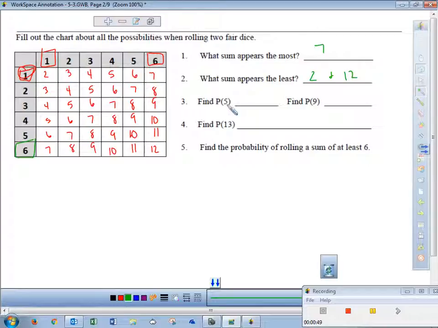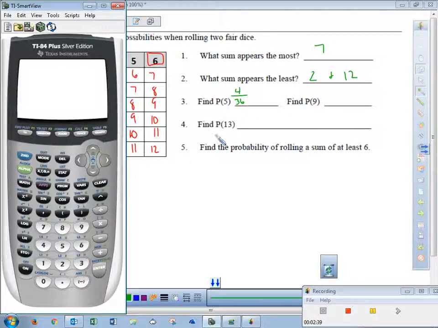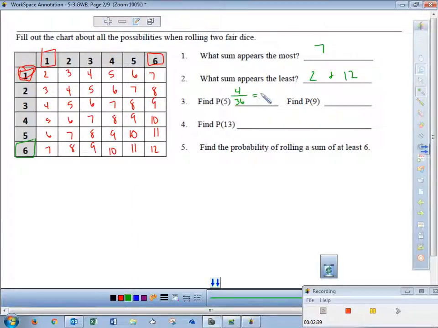Find the probability of a 5. Well, there are 36 total different possible outcomes, right? We have them all listed right here. For the probability of a 5, there's 1, 2, 3, 4 different ways to do that. So 4 out of 36, which we can reduce. 4 goes into each one of those, so that would be 1 out of 9 in that situation.